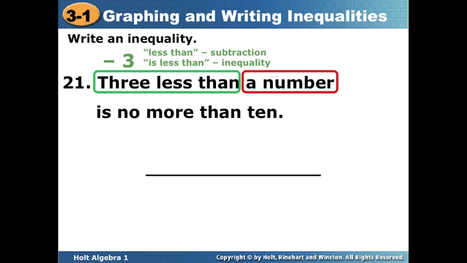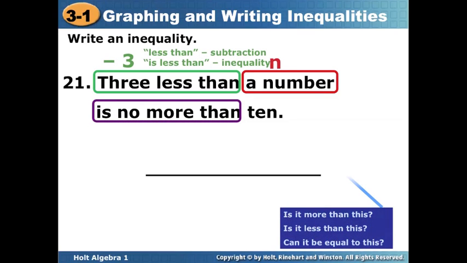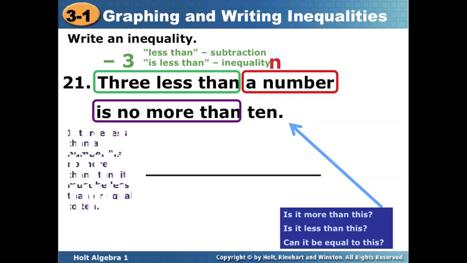A number, use the variable n, is no more than. So is it more than this? Is it less than this? Could it be equal to? If 3 less than a number is no more than 10, is it more than that? Could it be less than that? How about equal? If 3 less than a number is no more than 10, it must be less than or equal to.